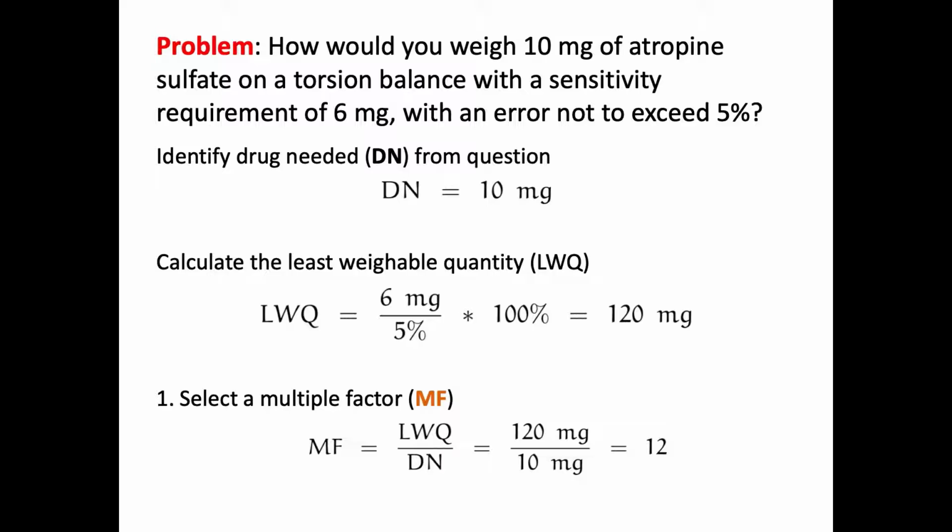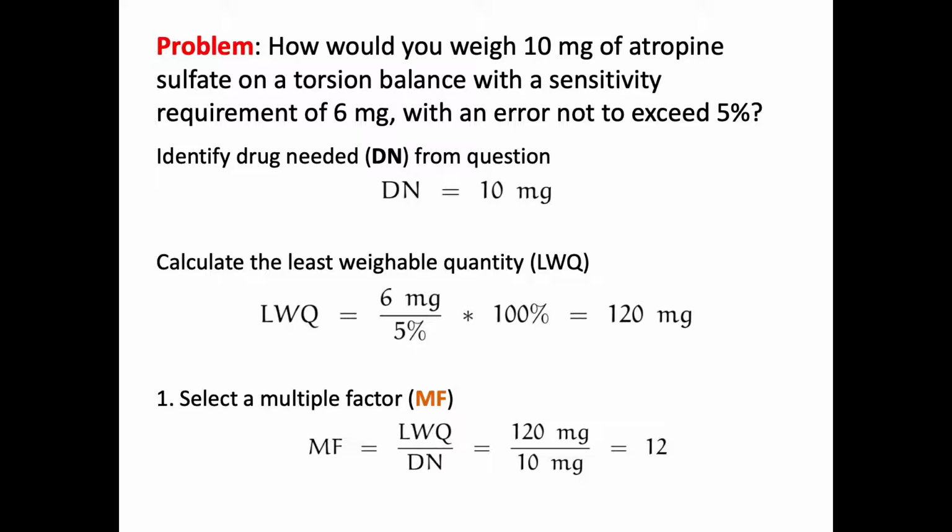Okay. Well, let's identify a couple of things before we start our first step. Before we start step 1, we need to know the amount of the drug needed, how much drug we need, and we need to know what the least weighable quantity is. From the question, it's pretty straightforward that the drug needed is 10 milligrams of atropine. So DN equals 10 milligrams. Straight from the question, that's the amount of atropine drug that we need. What is our least weighable quantity?